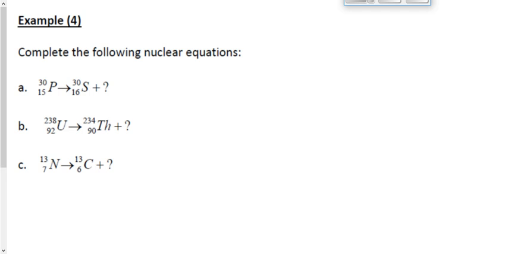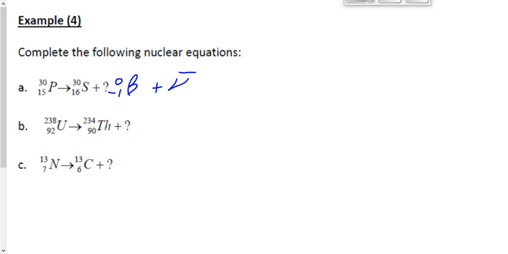Now we've got to kind of work backwards here. We're not told what type of radioactivity it is, but that's okay. We go through the same process in balancing out the mass number and atomic number. Phosphorus 30 goes to sulfur 30 plus what? 30 plus 0 equals 30. 16 plus negative 1 gives me 15. That's a beta particle. We also have an anti-neutrino produced there.